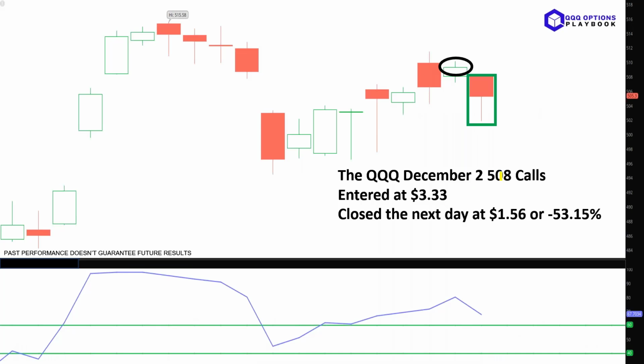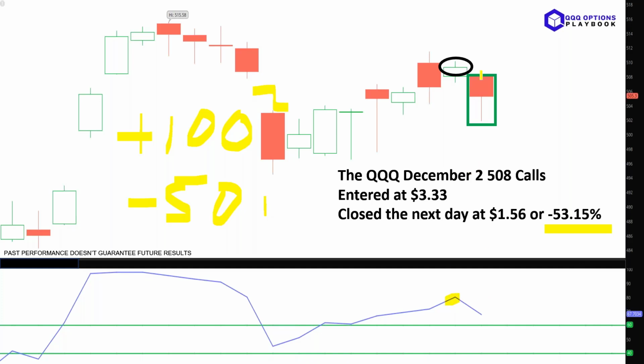These were the December 2, 508 calls, entered at 333, got stopped out at 53.15%. So remember, we use a 50% stop, right? That's our stop. And we use the plus 100% for the profit target. Risk 1 to make 2.